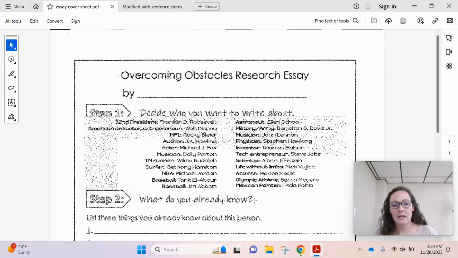This is an explanation of what you are required to do at home or at school for your Overcoming Obstacles research essay in Miss Kearney's class. This is what your cover page looks like.